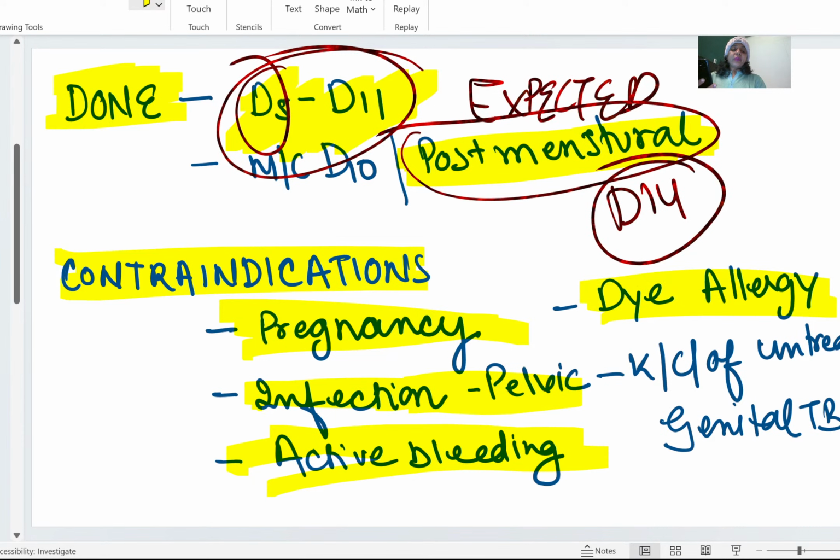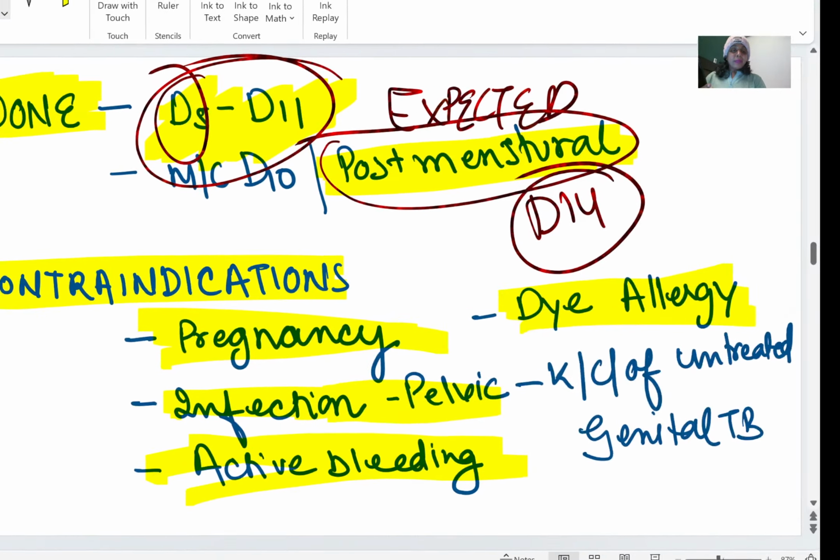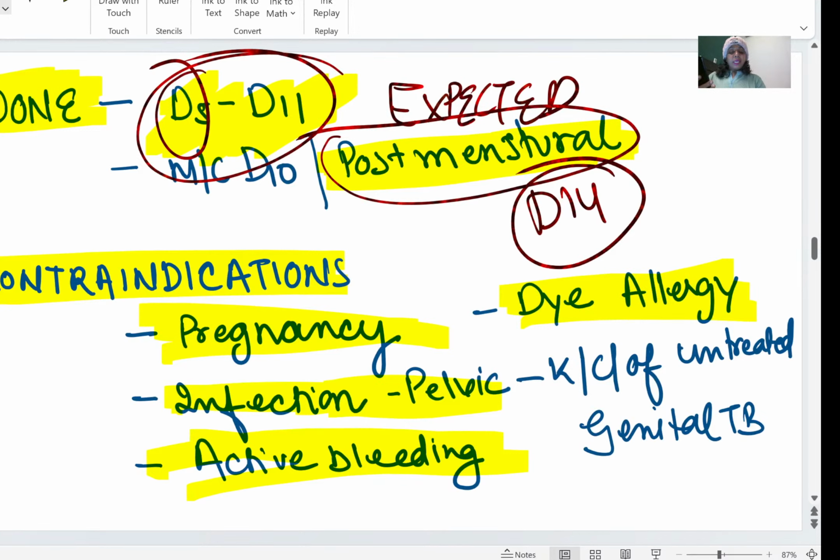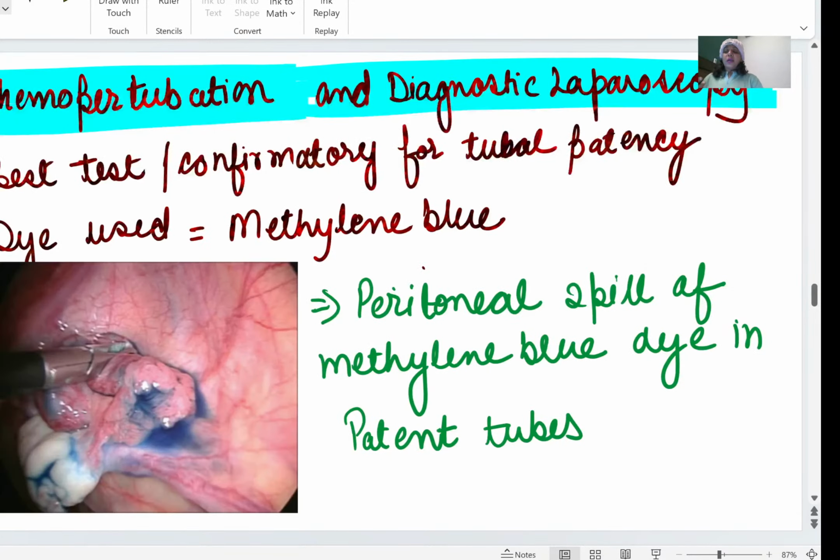Dye allergy. If the patient is having a dye allergy, and please remember this PYQ can be there in your paper. Known case of untreated genital TB. Yes, very good. In the case of treated genital TB, we can do the HSG. That's all about HSG.